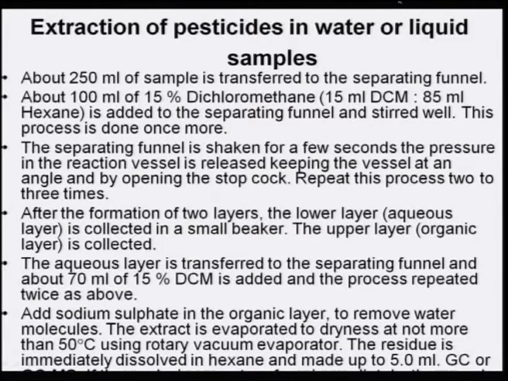The aqueous layer is transferred to the separating funnel, and about 70 ml of 15% DCM is again added, and the process is repeated 2 times again. To this, sodium sulphate is added to the organic layer to remove any traces of water molecules. The extract is evaporated to dryness at not more than 50 degrees using a rotary vacuum evaporator. The residue is immediately dissolved in hexane and made up to 5 ml, and then it is analyzed on GC or GCMS for its detection.